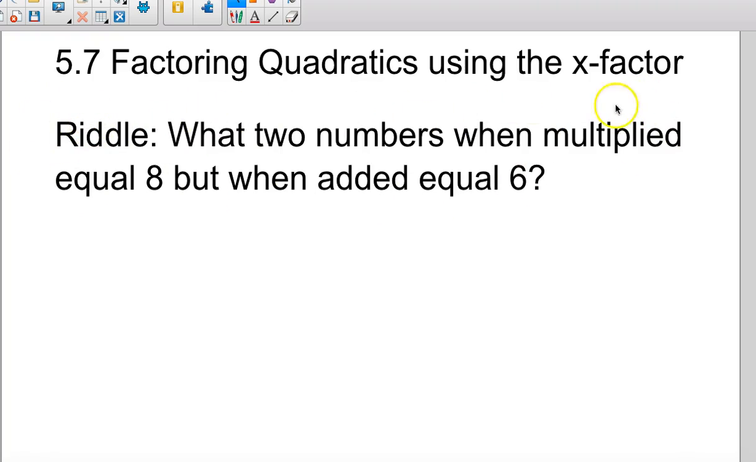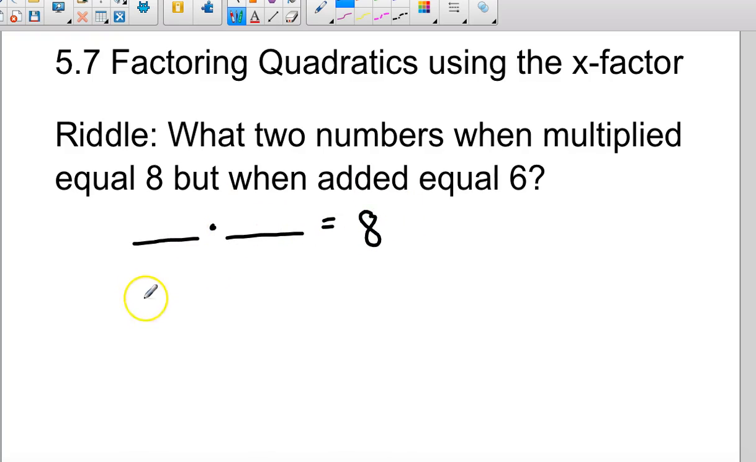So I have this riddle for you guys and let's see if you guys can answer it. Now you don't have to write this part down where it says riddle. I'd like you just to observe and see what patterns you can figure out. So the riddle is, what two numbers when multiplied equal 8, but when added equal 6? Basically, something times something equals 8, but when I take those same two numbers and add them, they equal 6. What could those two numbers be? Now don't say it out loud. You can write them down quietly on your paper.